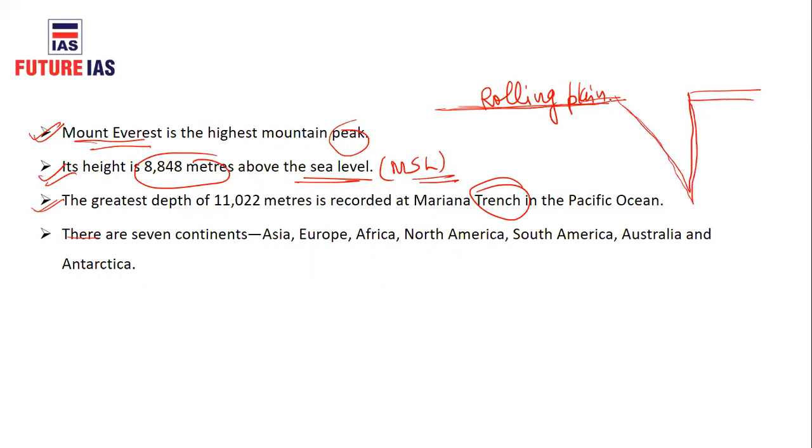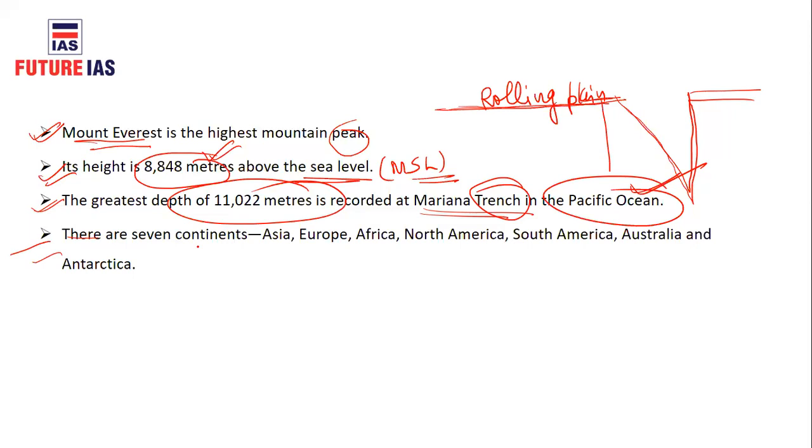The greatest depth of the ocean bottom is found in the Pacific Ocean, and that trench is known as the Mariana Trench, which is 11,022 meters deep. So it is much deeper than Mount Everest is high. You can see here this trench, found in the Pacific Ocean, is the deepest trench in the world, known as the Mariana Trench.